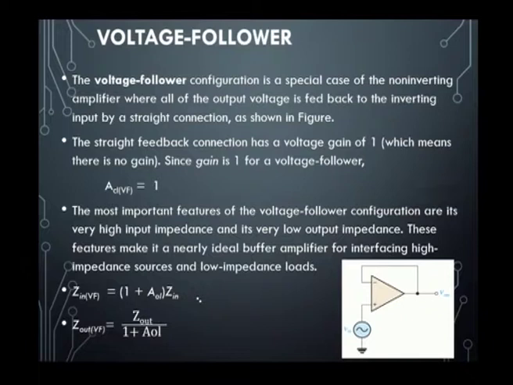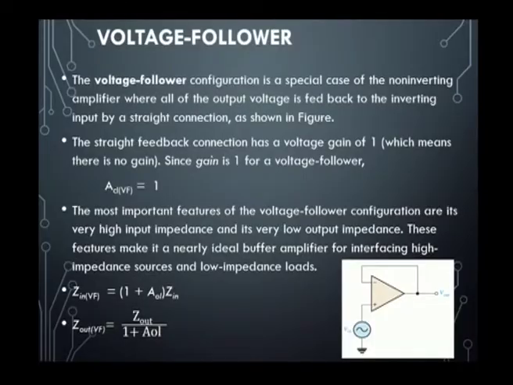Next will be the voltage follower. In this configuration, we need to remember the feedback. It has a different feedback: in the previous circuits we partially fed the output back to the input terminal, but here the output has to be completely fed back to the input, which gives us a voltage follower circuit. It is a special case of a non-inverting amplifier.